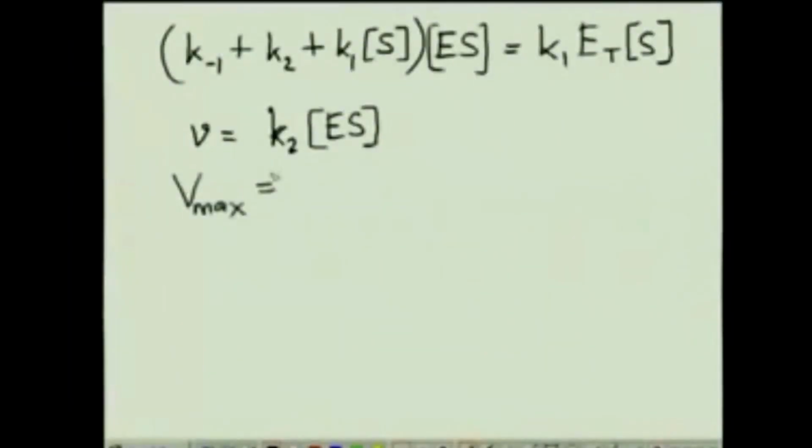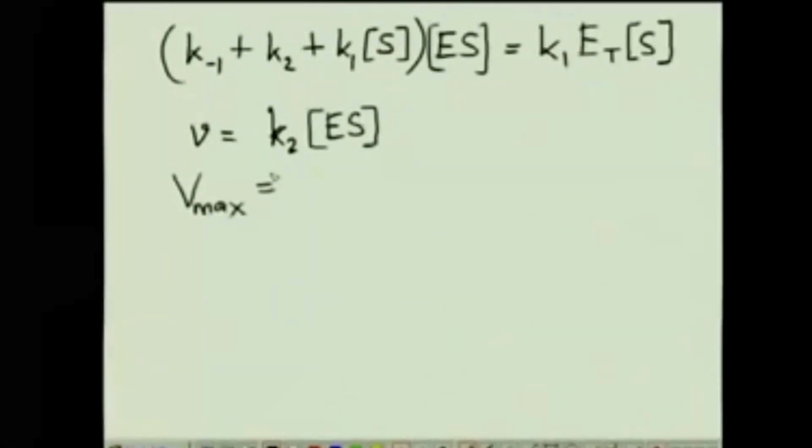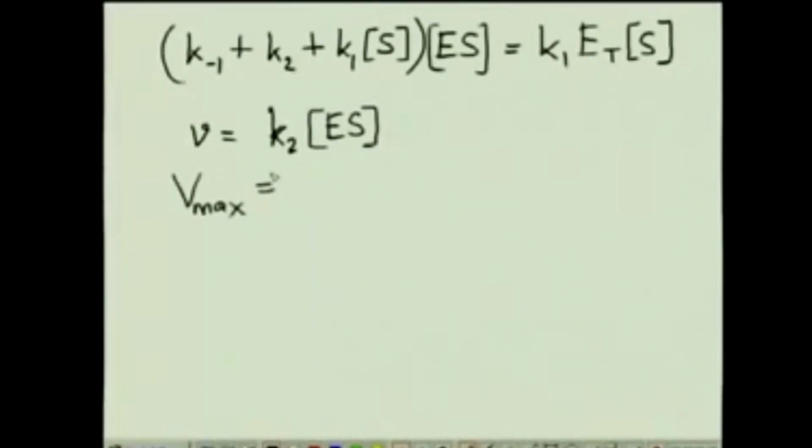Okay, now this is something you should get very clear. If you are considering the maximal velocity, it is the highest reaction rate that can be attained because all of your enzyme is going to be saturated with the substrate. So it is going to be K2 ET.